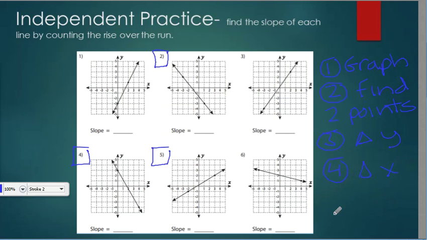Remember that anytime you move to the right or up, that is a positive change, okay? Anytime you are moving to the left or down, that is going to be a negative change.